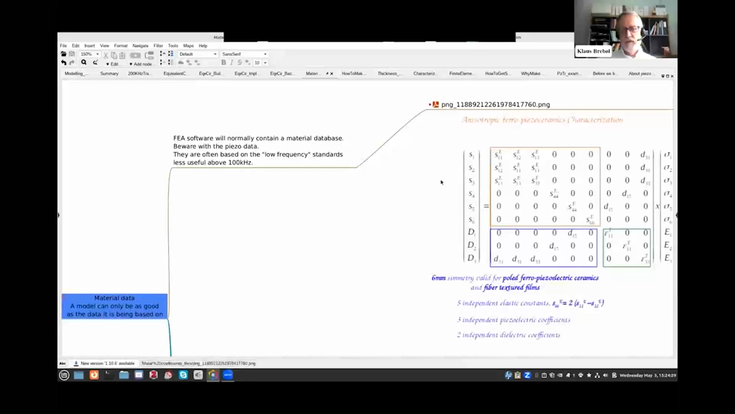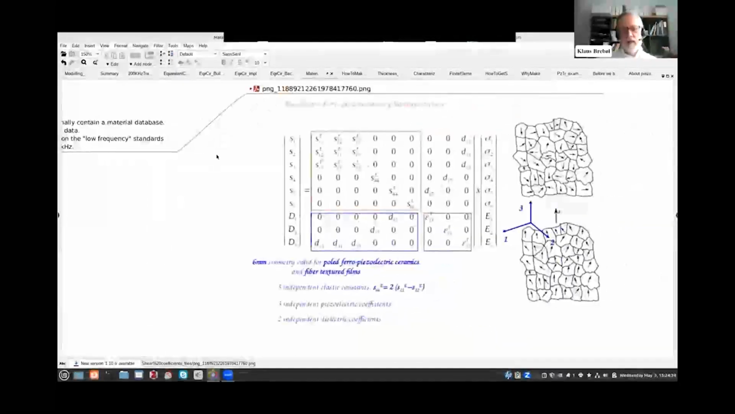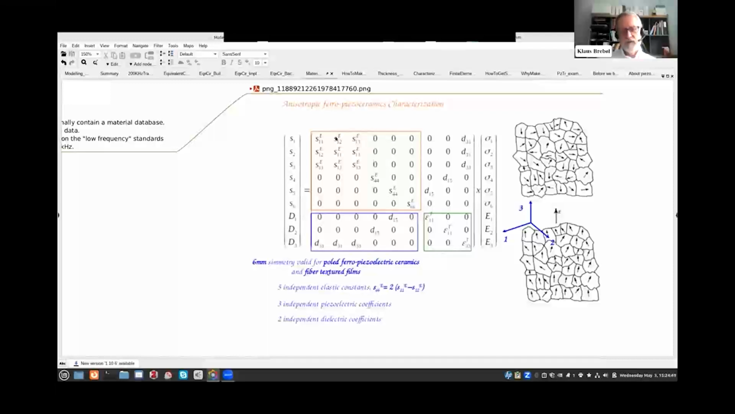Erling showed you this in the first webinar. I'm just going to repeat it briefly. We need this data matrix, and due to the symmetry of the material, which is caused by the poling process, we have a lot of zeros. But there are still 5 independent elastic constants, 3 independent piezoelectric constants, and 2 independent dielectric constants.